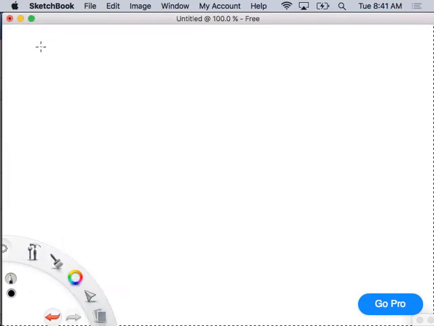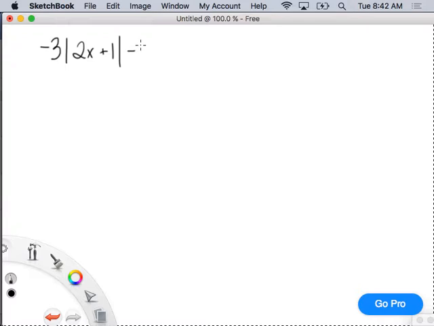Let's do negative 3 times the absolute value of 2x plus 1, minus 2 equals negative 8. So the first one was kind of an easier one. This one would be a more challenging one. Both of which you are expected to be able to solve fully.